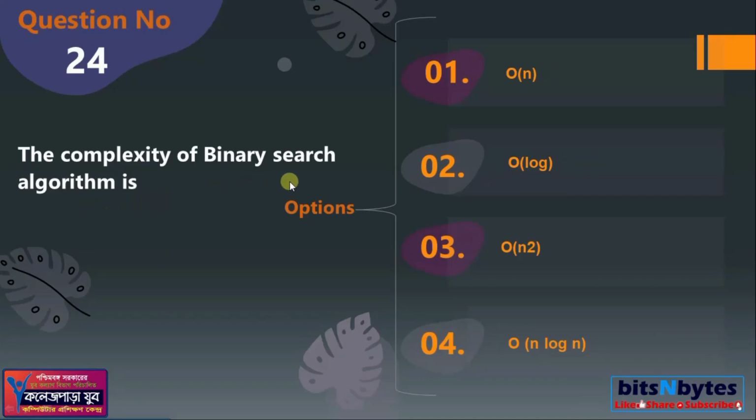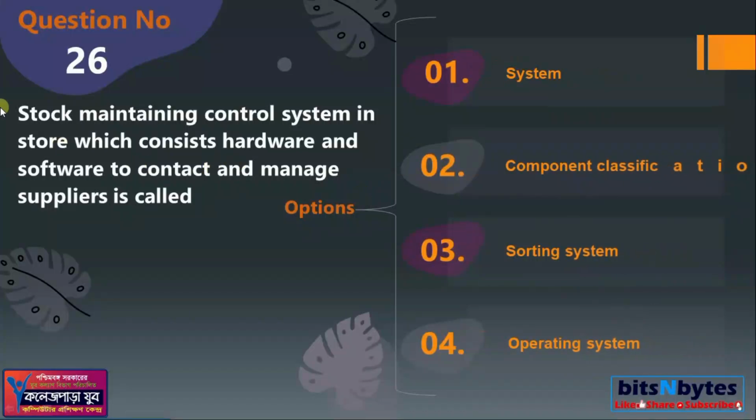Question 24. The complexity of binary search algorithm is: O(n), O(log n), O(n^2), O(n log n). Answer: O(log n). Question 25. The complexity of bubble sort algorithm is: O(n), O(log n), O(n^2), O(n log n). Answer: O(n^2).